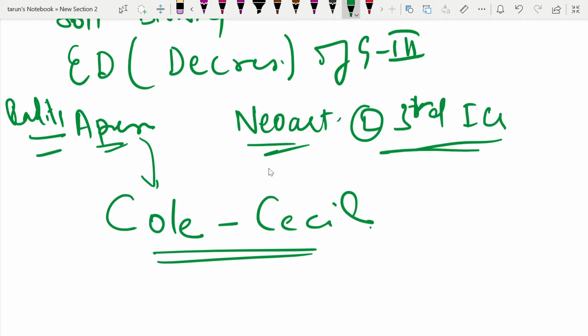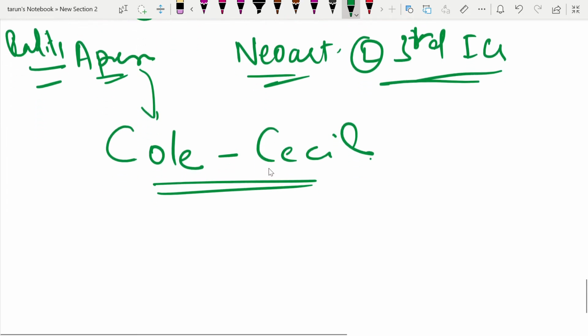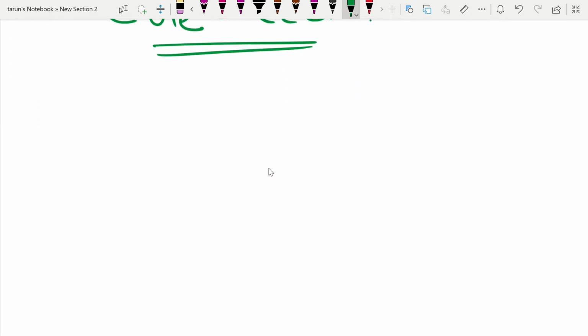Sometimes S3 may be heard. Other areas of heart and lungs are within normal limits. Add features of pulmonary hypertension if present.